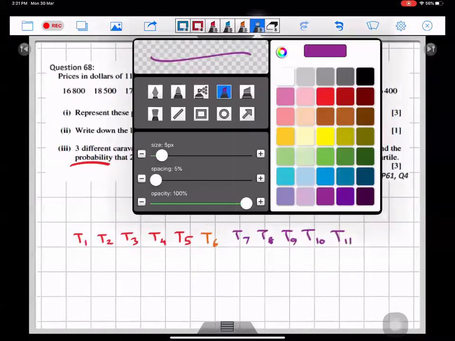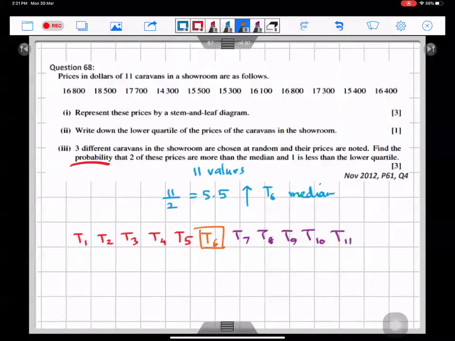That means, now let's focus on the working. How many values are below? 5. How many values are above? 5. That is why it's the median. It's the value in the middle.